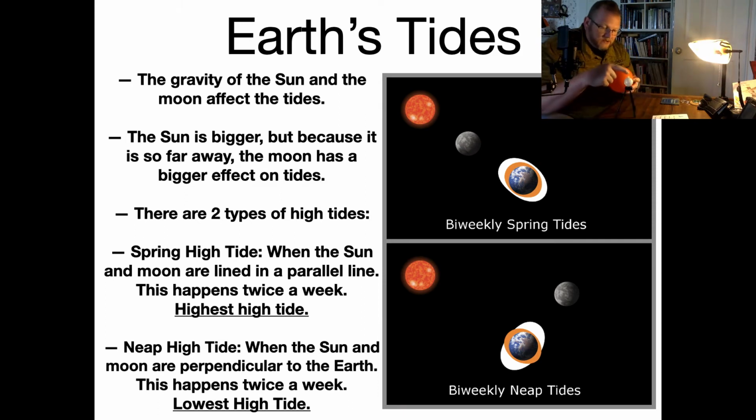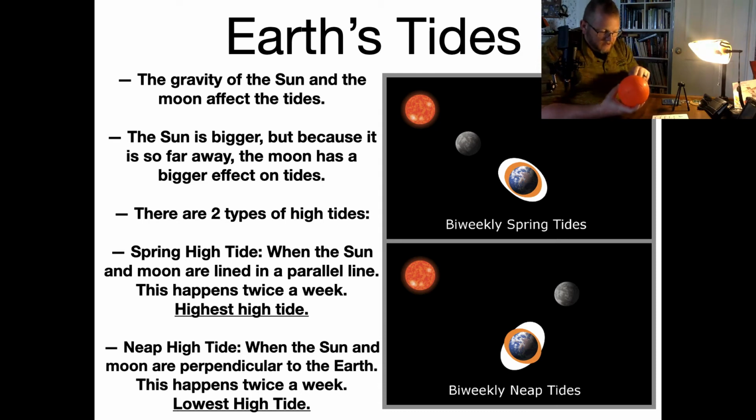Now as the moon is revolving around the earth, we've got a couple of different situations. During one day, the earth rotates, and the moon is here. We're going to have high tides and low tides. There are 2 high tides every day. There are 2 low tides every day. So the earth is spinning and the moon is here.